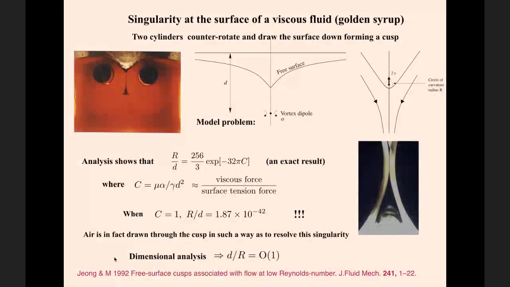And what resolves it is that air is drawn through the cusp in such a way as to resolve it. You can see that little streak of black here. That's actually a very thin layer of air which is drawn through the cusp, and forms another bubble here, a sort of tent-shaped bubble, and little bubbles are shed into the fluid, and then they can be observed circulating around the cylinder.